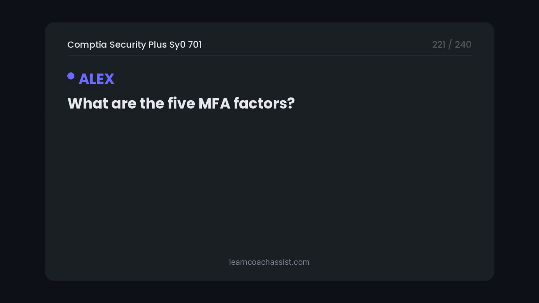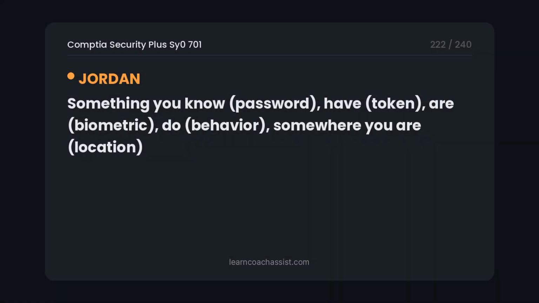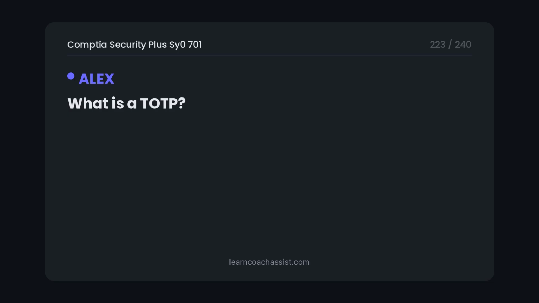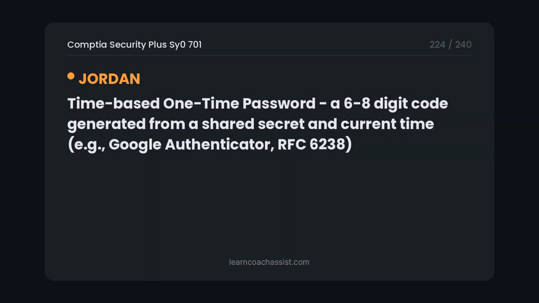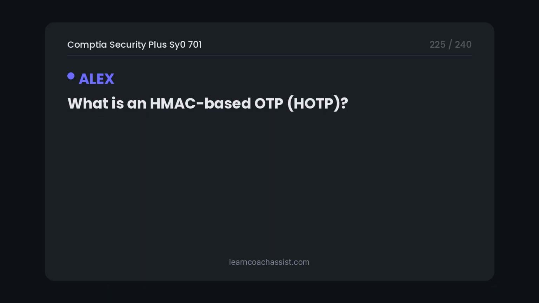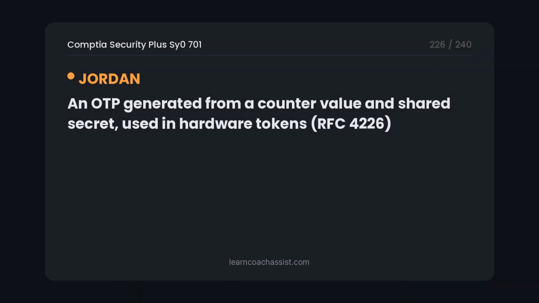What are the 5 MFA factors? Something you know, password; have, token; are, biometric; do, behavior; somewhere you are, location. What is a TOTP? Time-based one-time password, a 6 to 8-digit code generated from a shared secret and current time, e.g., Google Authenticator, RFC 6238. What is an HMAC-based OTP, HOTP? An OTP generated from a counter value and shared secret, used in hardware tokens, RFC 4226.